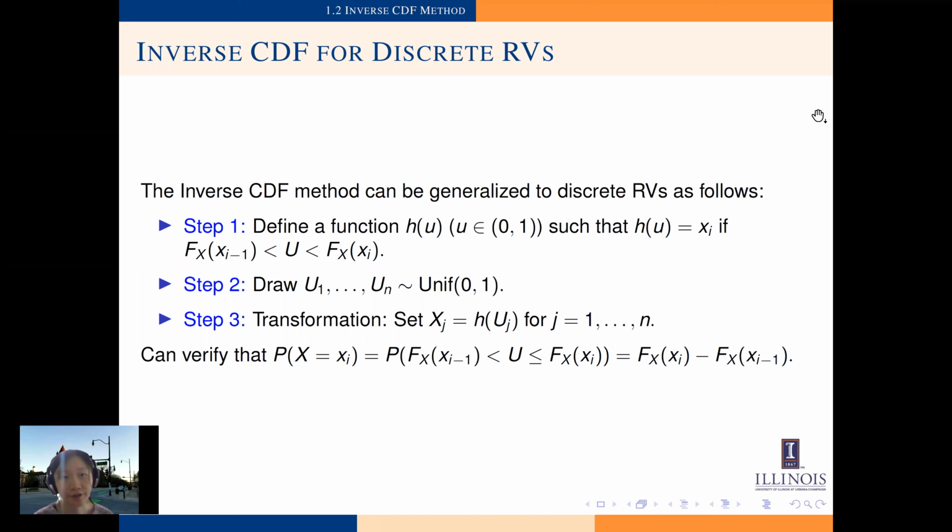The rationale behind this procedure is quite similar to the inverse CDF method for the continuous case. You can easily verify that the probability that an x obtained this way takes the value of x_i is equal to the probability that a uniform random variable is between F_X(x_{i-1}) and F_X(x_i), and we know that this under the uniform CDF is equal to F_X(x_i) minus F_X(x_{i-1}). And that's equal to the probability that X is equal to x_i under the distribution F_X.